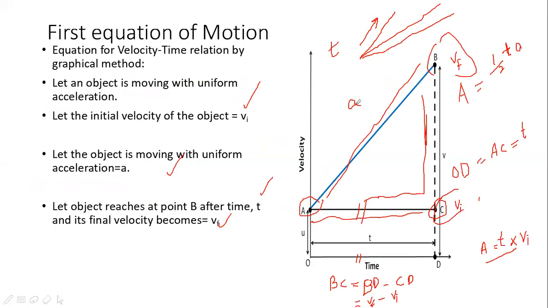Equation of motion, which relates initial velocity, final velocity, acceleration, time, and distance. Giving a relation between these quantities, or relating these quantities with each other, is called an equation of motion. A diagram is a must. If you cannot do the diagram, no need to attempt these equations of motion.